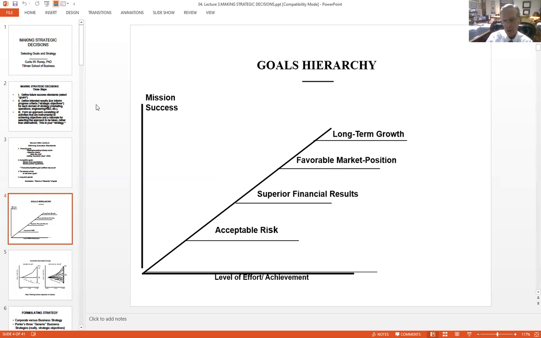Now, does that mean that we're not considering financial and competitive positions? Of course not, but there are priorities, and that's what this construct is meant to provide. After our risk is acceptable, then we move to superior financial results.